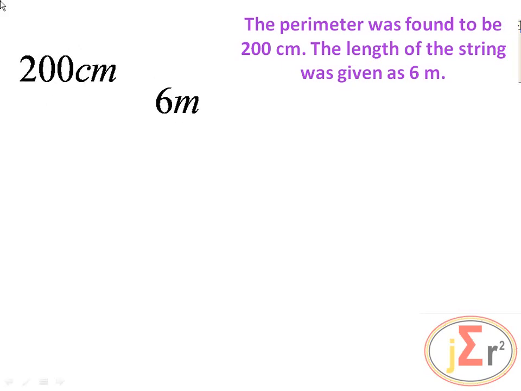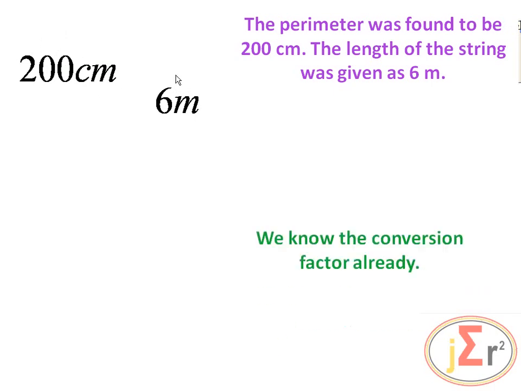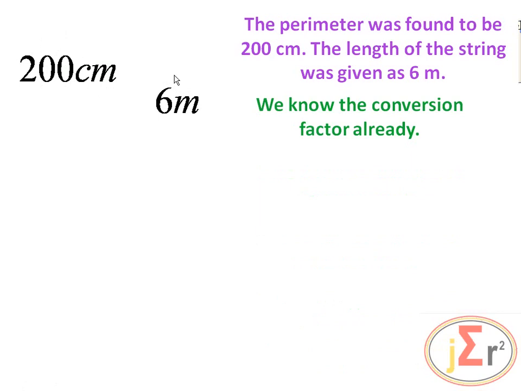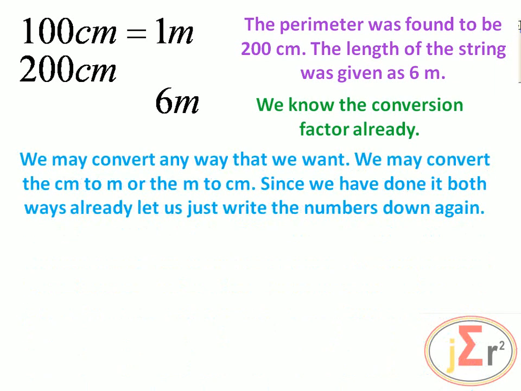If we convert the 200 centimeters, what will we have on this side? 2 meters. So we know the conversion factor already, which is that 100 centimeters equal 1 meter. We may convert any way that we want. We may convert the centimeter to meter or the meter to centimeter. Since we have done it both ways already, let us just write the numbers down again.